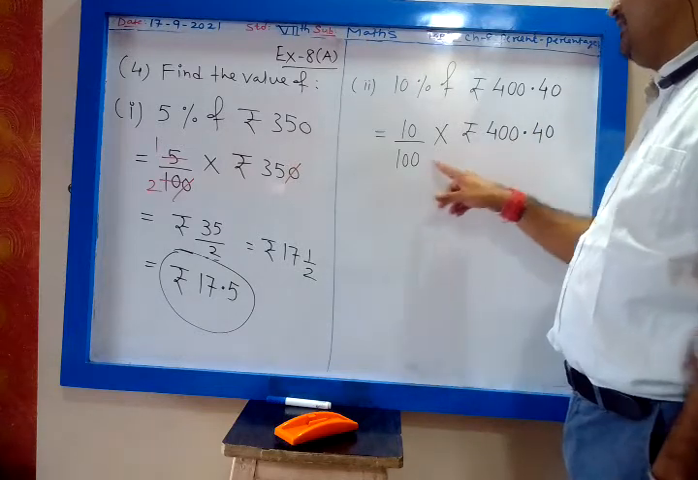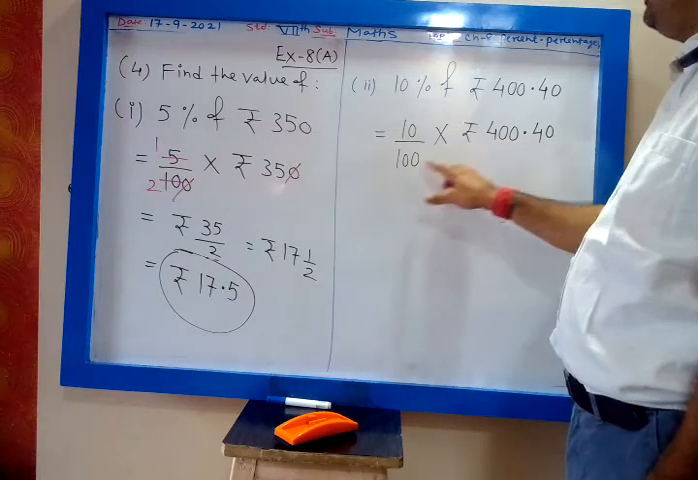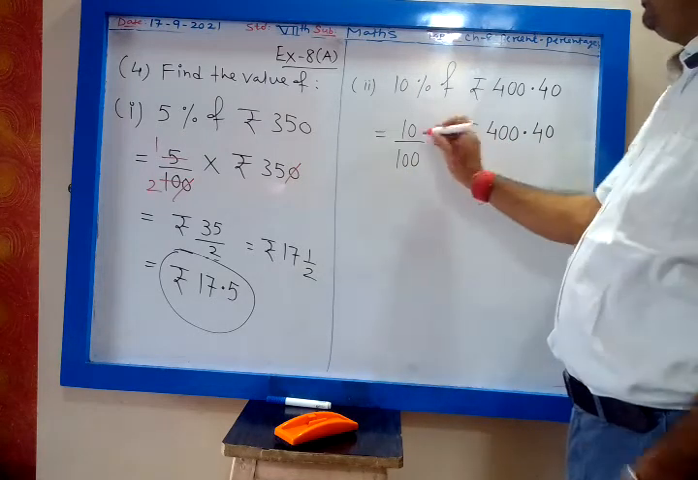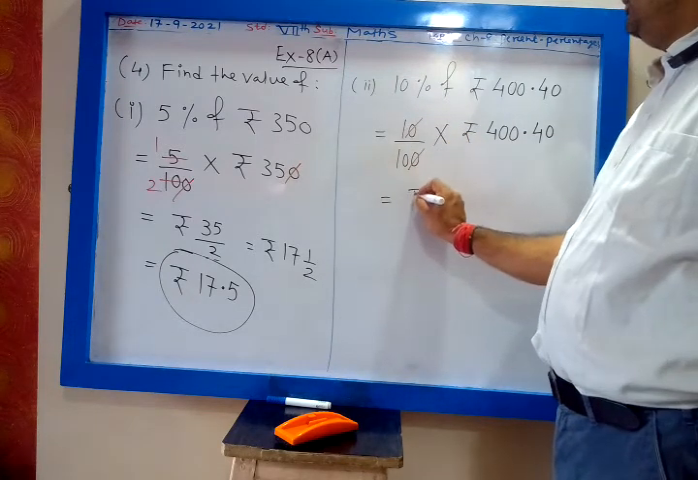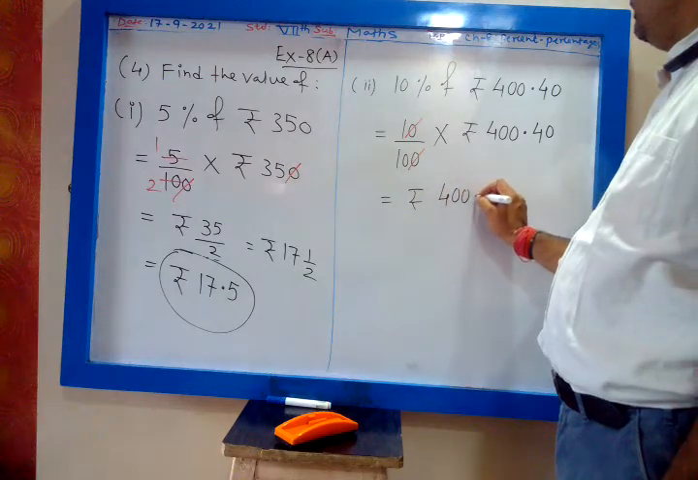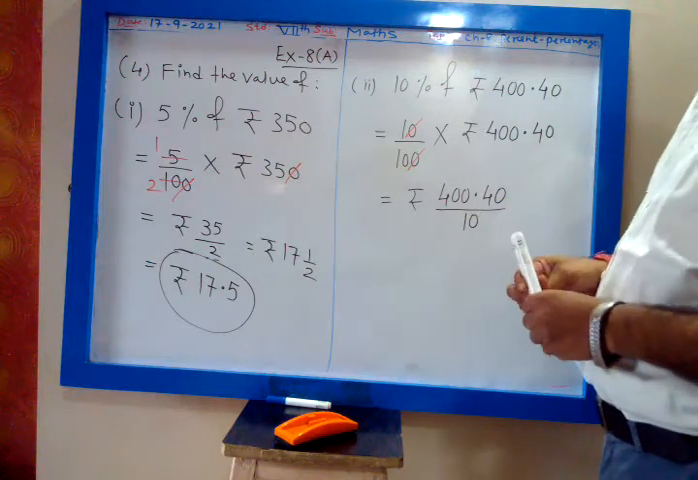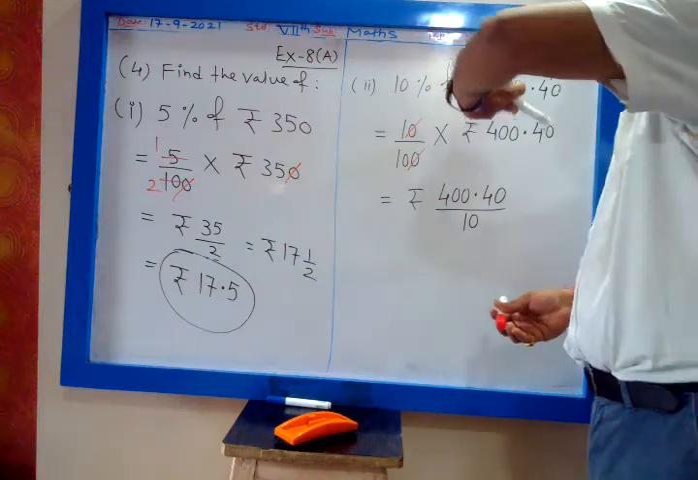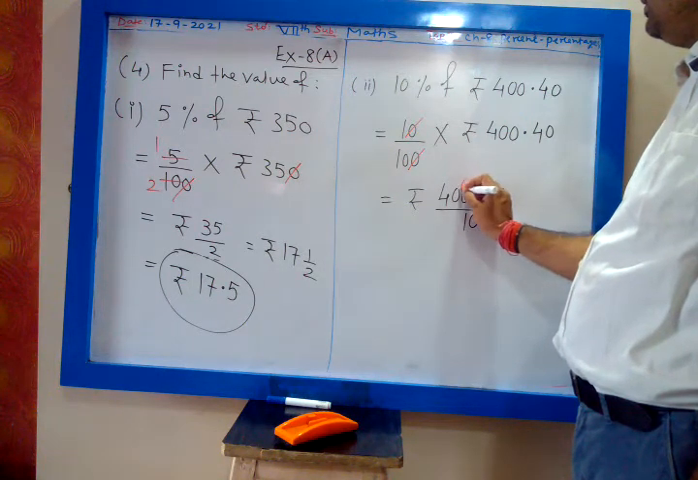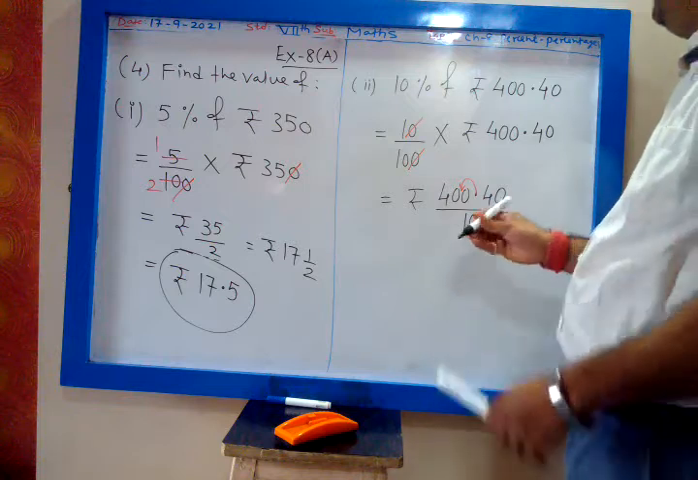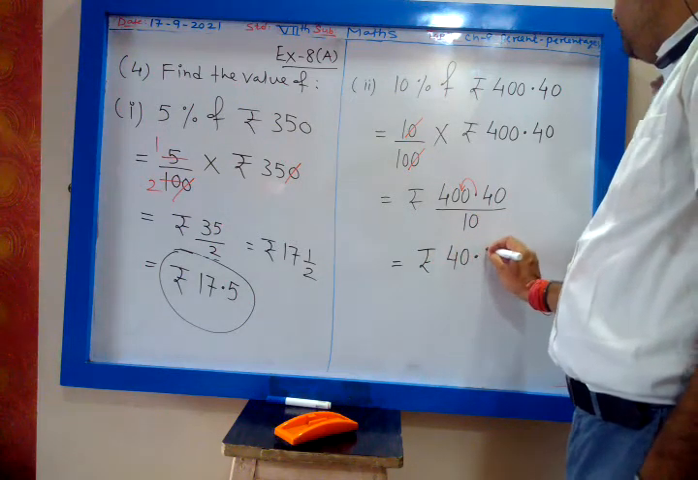Now these two zeros I cannot cancel. If there are two zeros there, then I can cancel. So what do we do? We cancel 1 zero. So what is left? Rupees 400.40 upon 10. Correct? Now whenever the denominator is 10, you have to shift the decimal to the left by 1 digit. So what is that? Rupees 40.040. This is the answer.